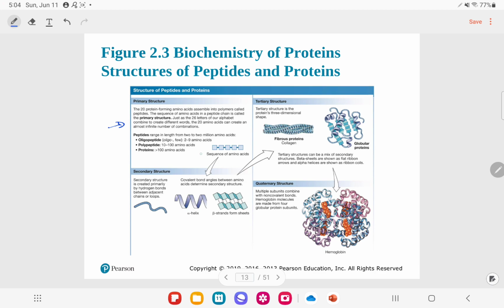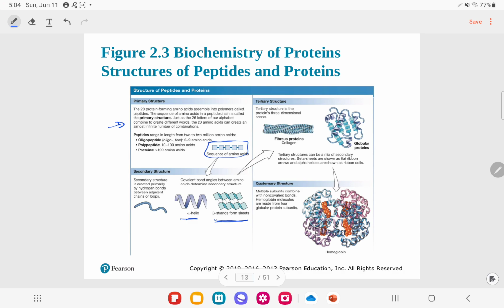And as you can see, this is just a general sequence of amino acids. So the sequence of amino acids in a peptide chain is the primary structure. And then the secondary structure is where we have some hydrogen bonds being created between adjacent chains or loops. So this is where we're creating the alpha helices and the beta sheets, okay?